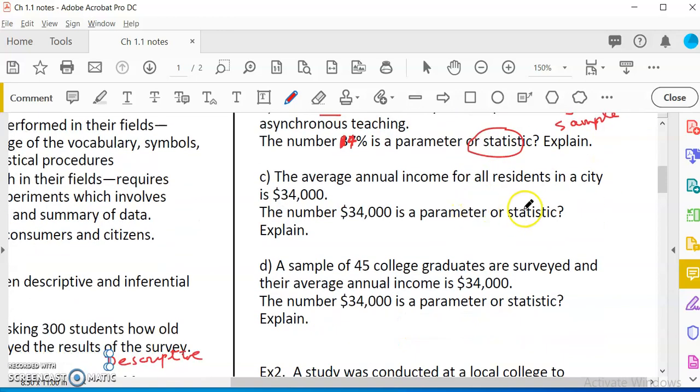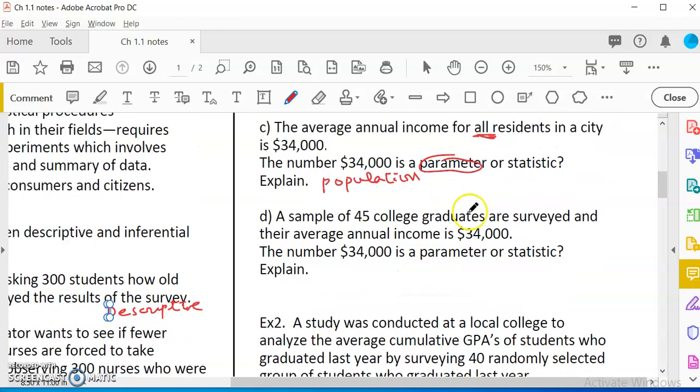C, the average income for all residents in the city is 34,000. So notice that it is all residents. So this must be whatever you want to find out, and it is all of them. In some cases you can actually find out all the data from your target population. So this must be a parameter. Why? Because it is from a population. You were able to get all the data that you want.